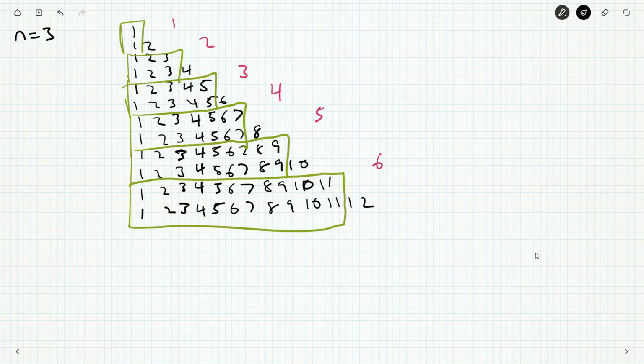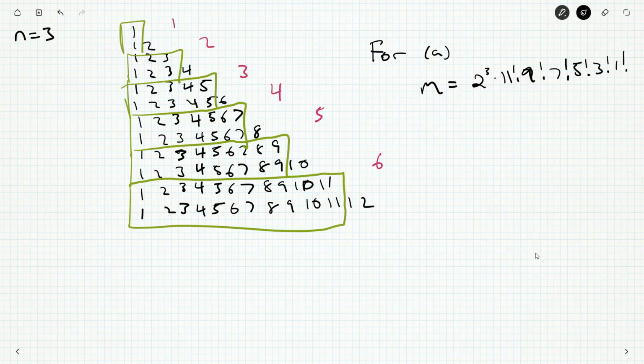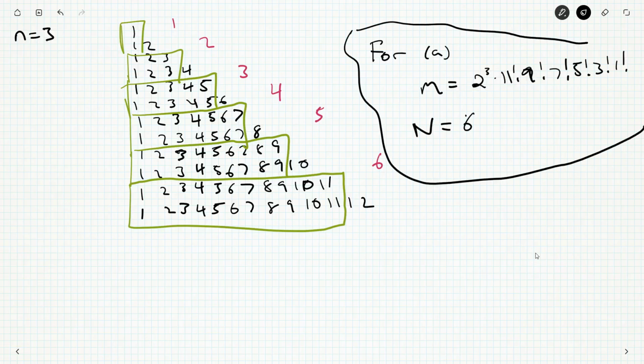Okay. So now we need to write this up for 6, and we can also make the observation that for A, m will be 2 to the 3 times 11 factorial, 9 factorial, 7 factorial, 5 factorial, 3 factorial, 1 factorial. And n will be 2 times 3, which is 6. So we have figured out A. There it is, and we've justified it.